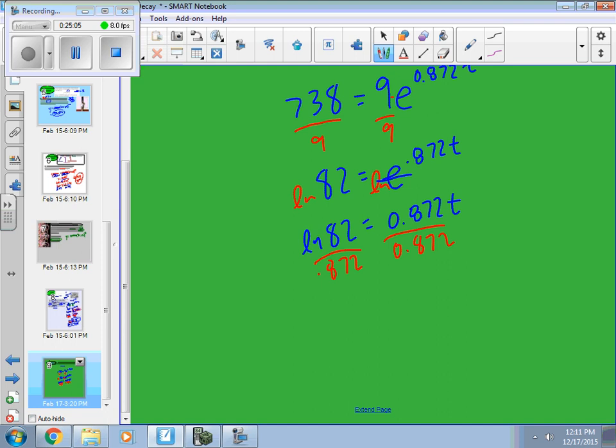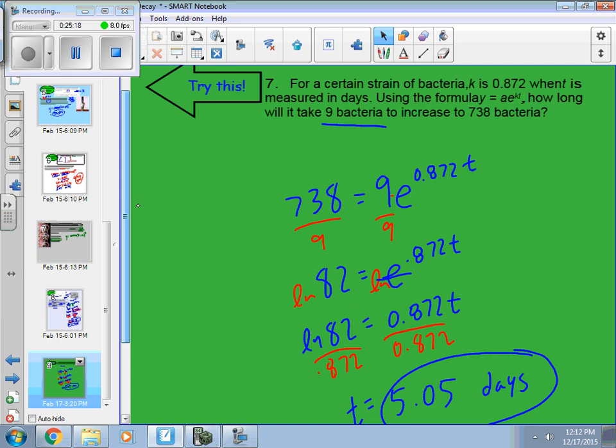So if you divide that out on your calculator, it should come up that it takes about 5.05 days. So very close to about 5 days for the bacteria to grow to that.